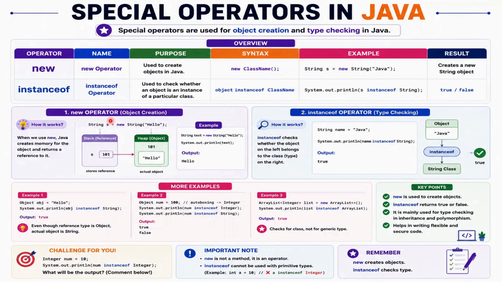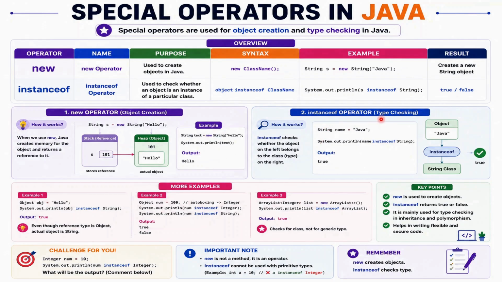Now let's see how object creation with the new operator actually works. When we use the new keyword, Java creates memory for that object and returns the reference to it. For example, String s = new String("hello"). Here we have a stack reference and a heap object. The variable s is a reference variable created in the stack, and it holds an address. In the heap object we have an address, and the data, the literal, is stored there, so hello is saved here. The stack stores the reference and the heap stores the actual object. For String text = new String("hello"), if you print text, the output will be hello. So this is all about object creation with the new operator.